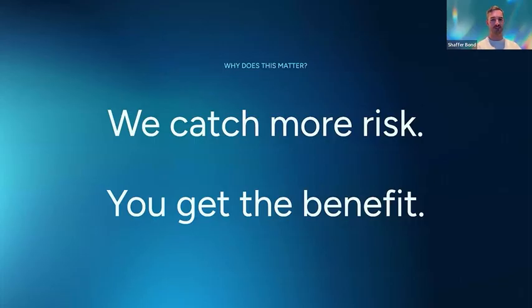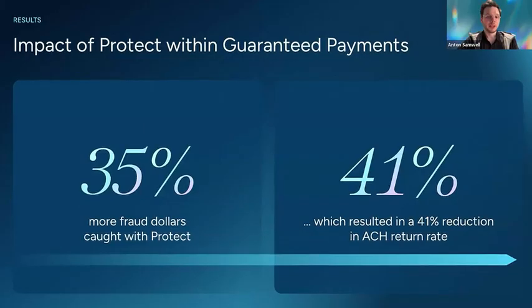So let me show you what that looks like in the numbers. When we added Protect to the guaranteed payments evaluation, we saw 35% more fraud dollars caught. That is the direct impact of the fraud intelligence layer. And that flows straight into the payments outcome. 41% reduction in ACH return rate for fraud returns. We're able to catch more fraud and fewer bad transactions getting through. The evaluation is doing more work across the board.